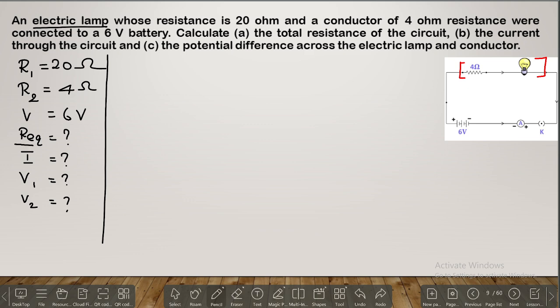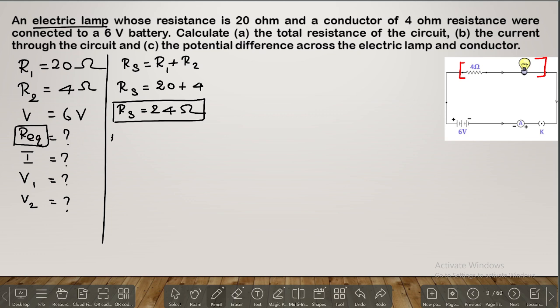First let us calculate the R equivalent. So what is the formula? Rs is equal to R1 plus R2. Reason we are using only up to R2 because only two resistors are there. So what is the value of R1 over here? R1 is equal to 20 plus R2 is going to be 4. Then the net resistance will be equal to 24 ohm. Now the second one, what are you going to calculate? I we are going to find. So what is the formula? I is equal to V by R.